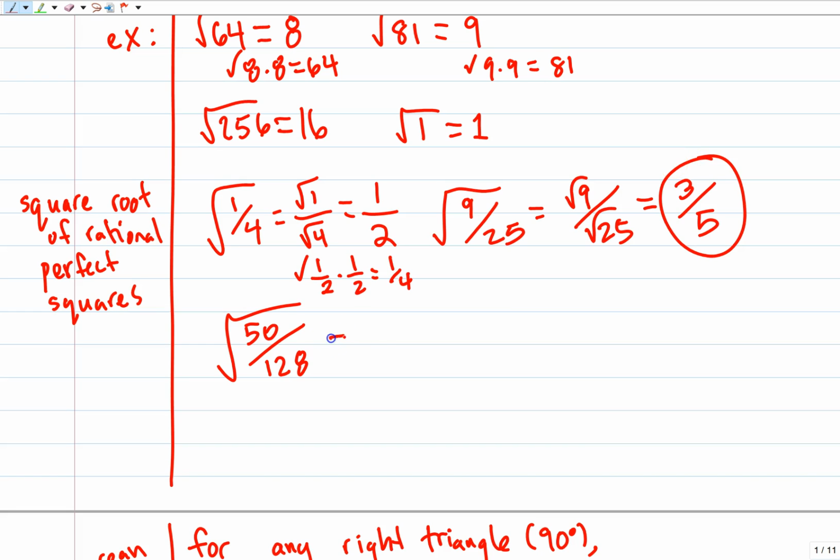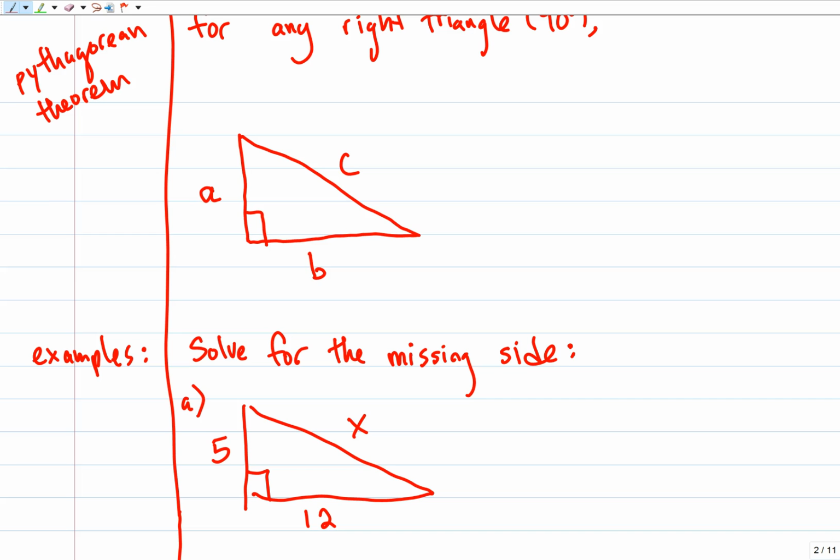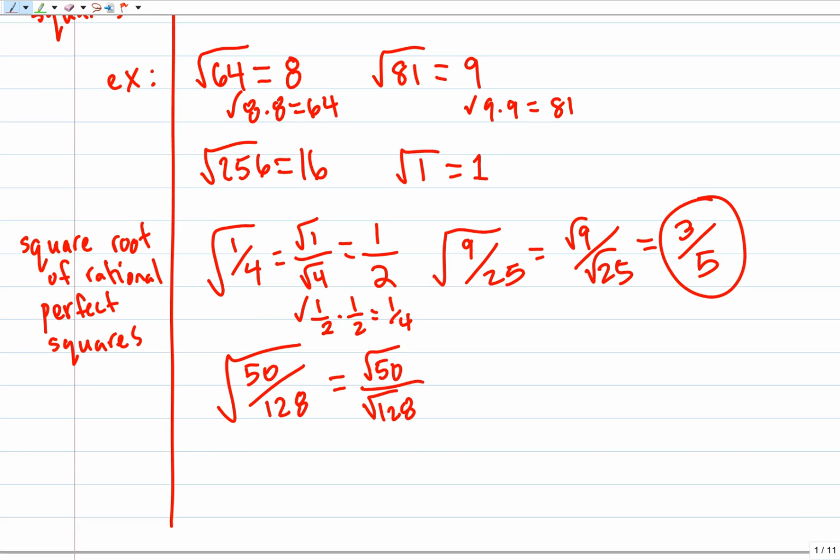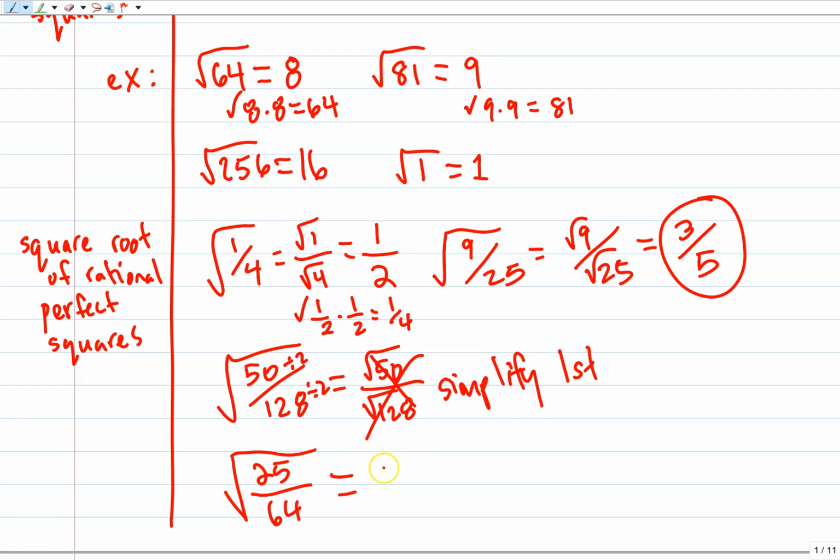The square root of 50 over 128. If I split it apart, we have a problem, because there is no whole number that times itself makes 50. But the good news is we're not ready to deal with the complicated stuff yet. This just can be simplified. So basically, 50 and 128 are both divisible by 2. So really, this is the square root of 25 over 64. Now we split that apart. What is the square root of 25 over the square root of 64? 5 over 8.